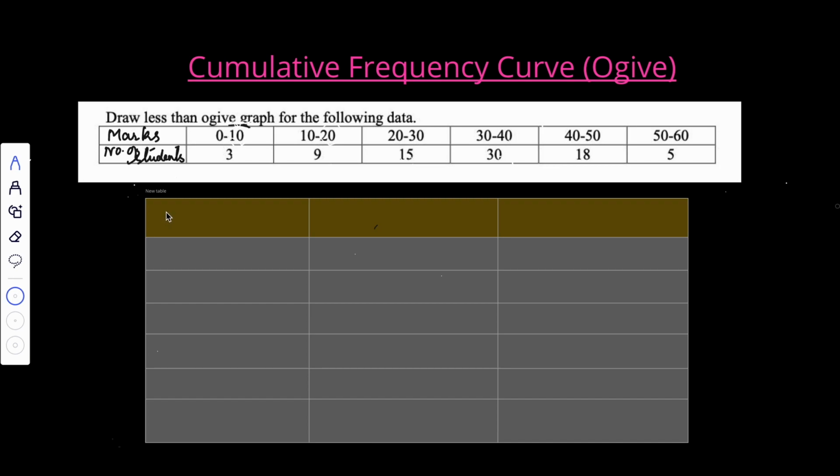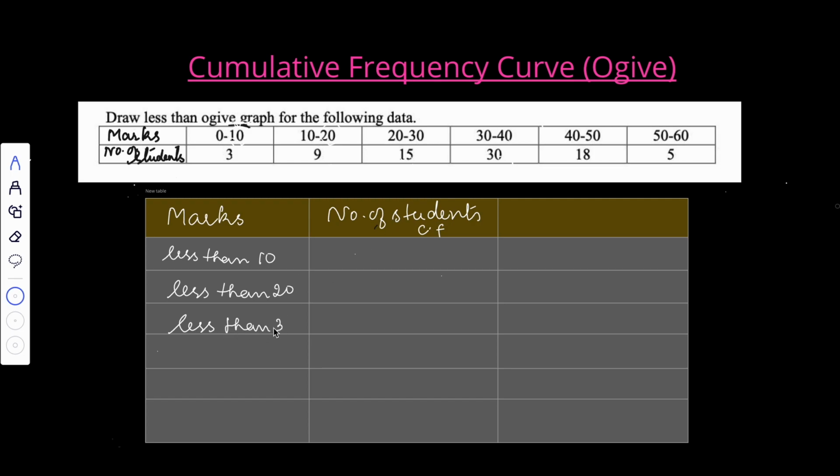Here we should write marks, number of students, and cumulative frequency. Now, for marks, we write less than 10, the upper limit, because less than 0 has no marks here. So less than 10, less than 20, less than 30, less than 40, less than 50, and less than 60.